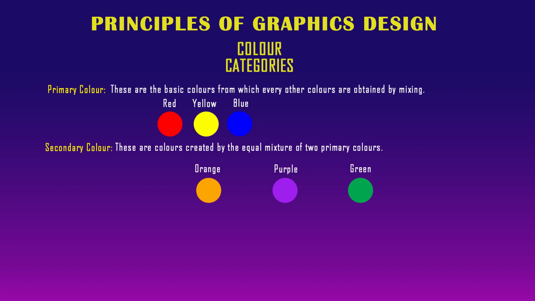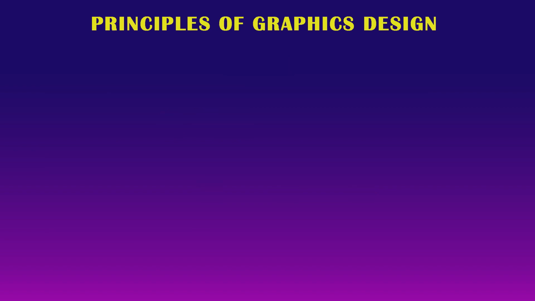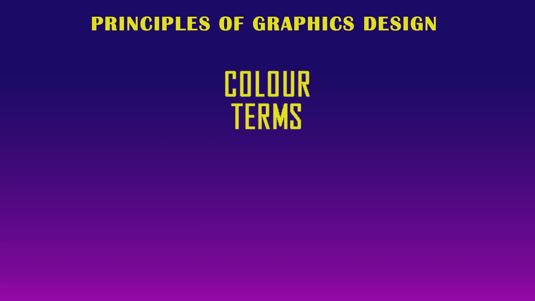Now the third and final one, tertiary colors. Tertiary colors are a combination of primary and secondary colors. Now going to the second topic under color theory, we go to color terms. Now we will briefly be describing the following color terminologies which are important.